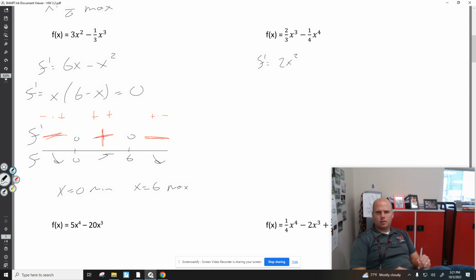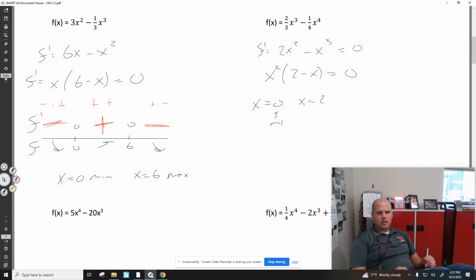2x squared minus x cubed. Make sure you know how to take the derivative. The 3 times the 2/3 is 2. The 4 times the 1/4 is 1. Setting this equal to 0, factoring out x squared. All right, our first indication of a multiplicity that is not 1. Here, x equals 0 has a multiplicity of 2. X equals 2 has a multiplicity of 1.